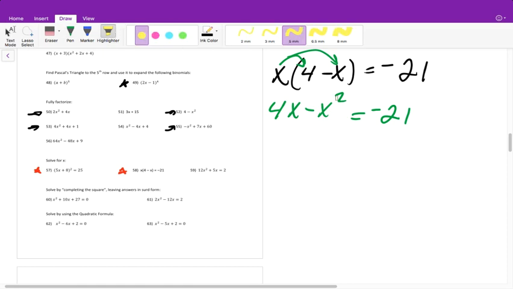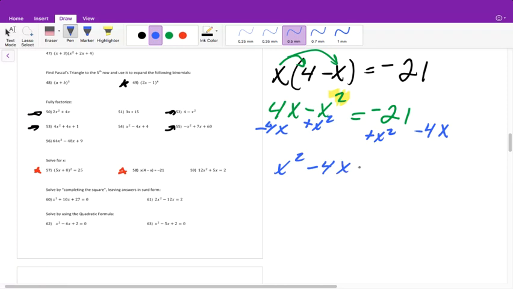When we see that we have something squared, unlike the last one where there was nothing else on the side that was adding or subtracting to it, that's why we could just take the square root. Here, there's something being added to it. So we need to go ahead and use our quadratic formula, factoring or completing the square. So in order to do this, we need to set it equal to 0 first. So we want our x squared to be positive, so I'm going to add this over and subtract over the 4x. So then we get x squared minus 4x minus 21 is equal to 0.